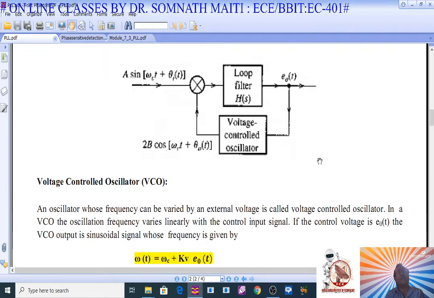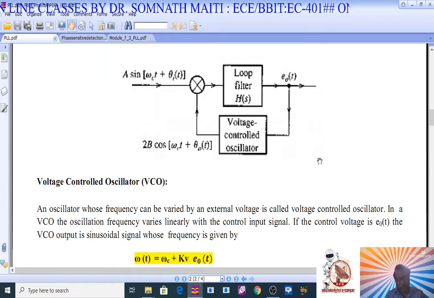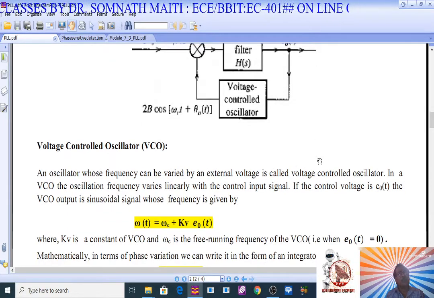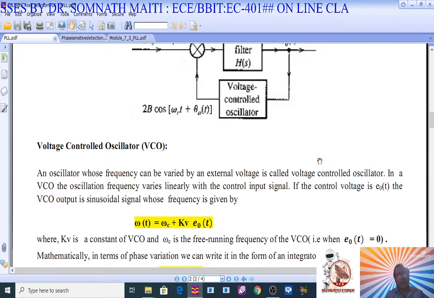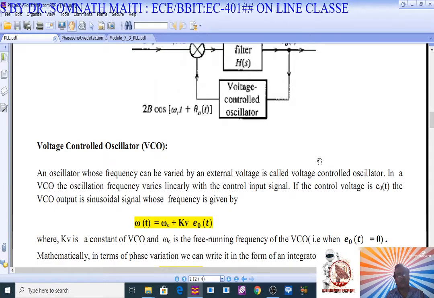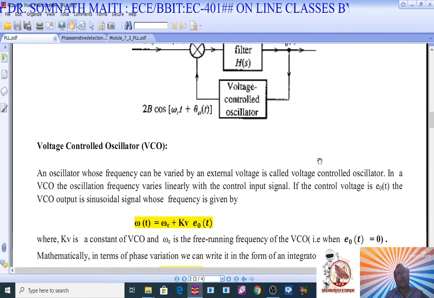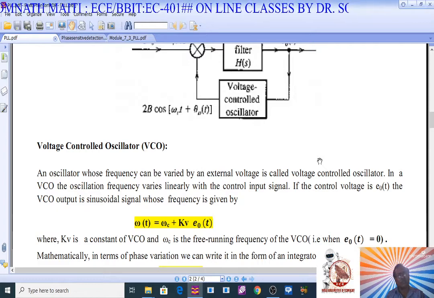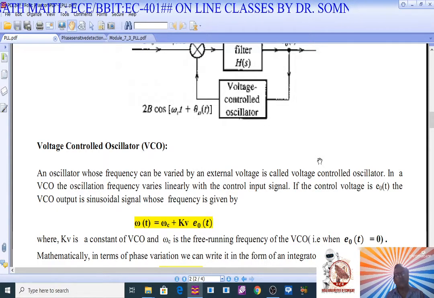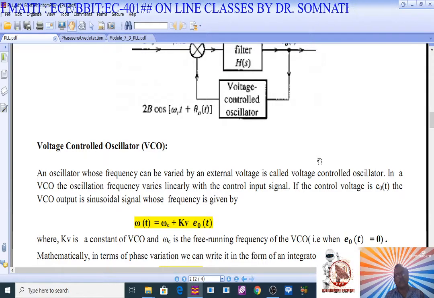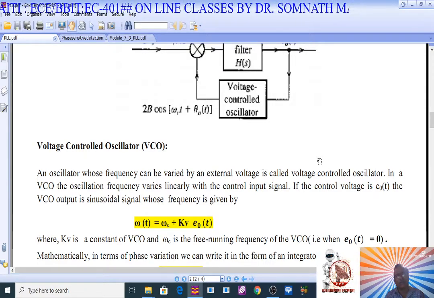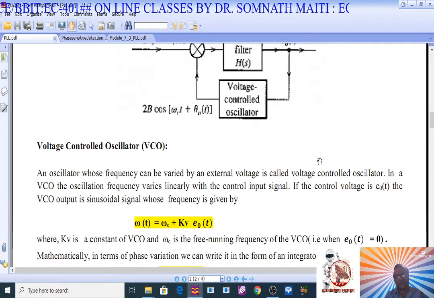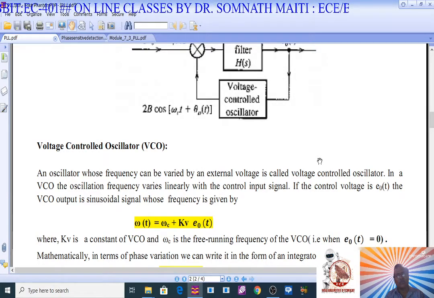Now let us discuss the individual blocks. First is the voltage control oscillator. Normally oscillator frequency is fixed, and you can vary the frequency of oscillation by changing its frequency determining network. In any oscillator there is a frequency determining network. Frequency determining network consists of basically an LC circuit or there may be an RC circuit. If you vary one of these two parameters, either L or C, the frequency will vary. So you are varying the value of passive components.